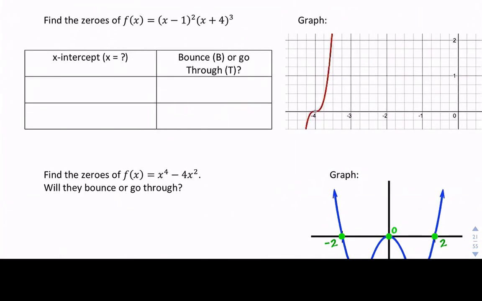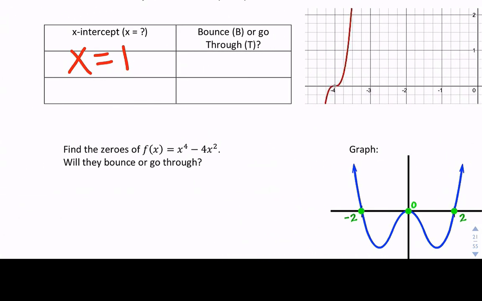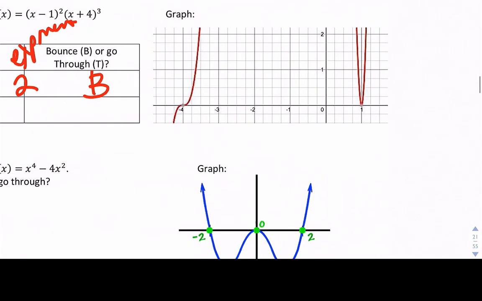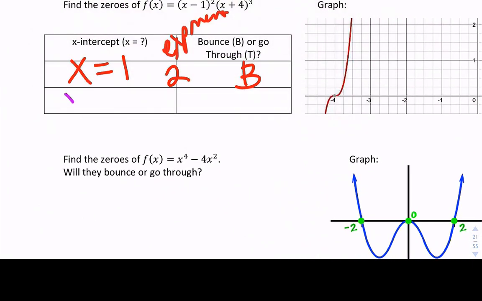Let's try the next one. What are the 2 zeros? Well, one of them is at 1. We can see it at 1 over here. And the multiplicity of the exponent is 2, which means it's going to bounce off. And we can see, yep, it bounces off. And then the other zero is at -4. The multiplicity of the exponent is 3, and it goes through. And we can see, yep, it does indeed go through. Okay, so even exponents, it bounces. Odd ones, it goes through.